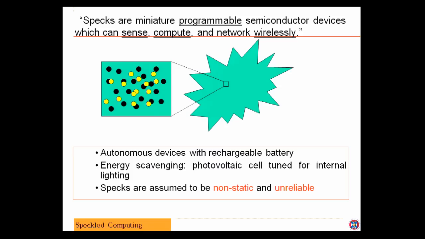And there are three functions that they have. They have sensors that they can sense, and depending on the kind of application, you might have different sensors. They can compute the data that they sense, and they network wirelessly with other such devices. And we want them to be autonomous, preferably with rechargeable batteries, and even better, if they can scavenge this energy from the environment. For instance, they could have a photovoltaic cell which is tuned to, say, internal lighting, and in which case you don't have to remove the battery and charge them again.